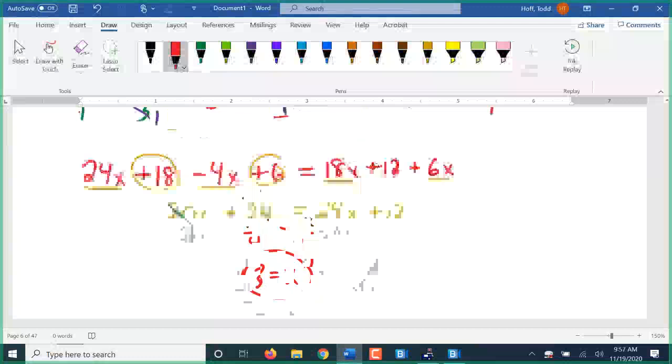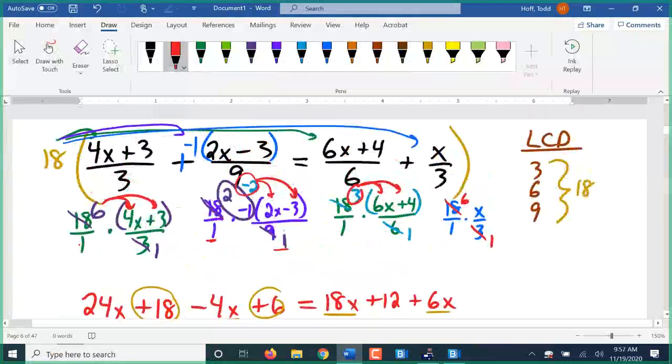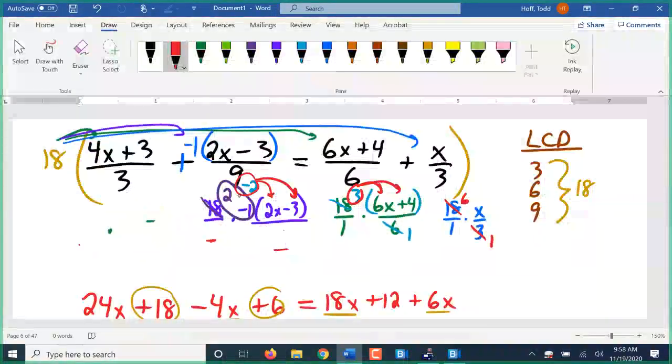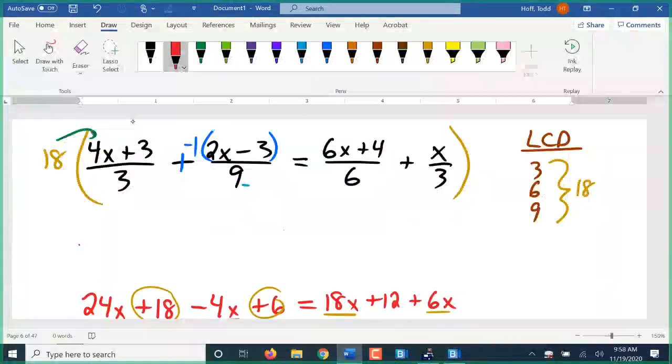Now there is another way you could have solved this. You could have taken each piece up here and divided it. Let me show you what I mean by that. I'm just going to start this equation. I'm not going to go through the whole process because there's going to be a lot of fractions in here. So what we could have done is this.